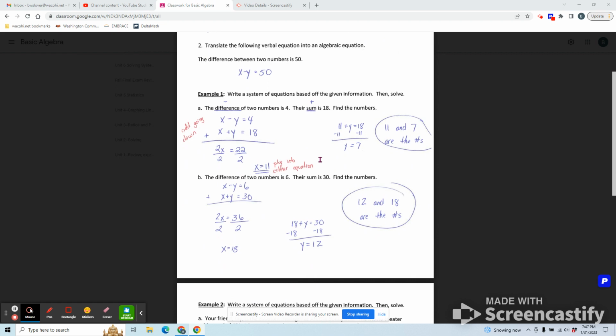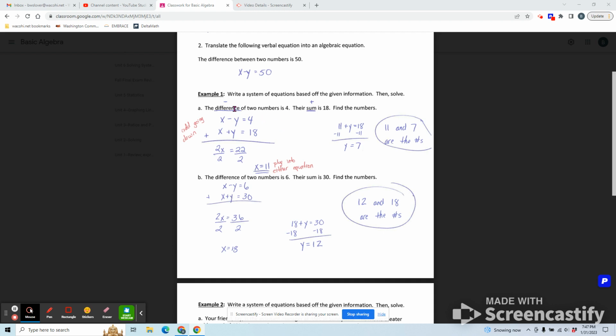So with that, we're going to get into some word problems. It says write a systems of equations based off the given information, then solve. So I'm not asking you to guess and check in your head or on a calculator. Why, yes, that does work. Asking you to create a system. It is more efficient use of your time.